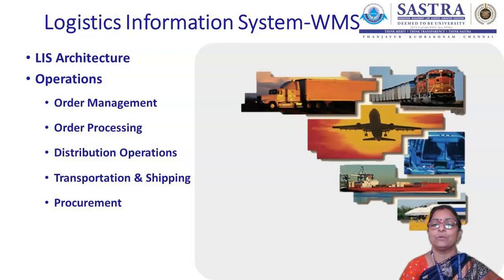The last part of this architecture, specifically under operations, concentrates on the procurement part. Procurement, which we have seen in two places. One is at the planning level, where we have to focus on procurement. At the operation level also we need to think of it.